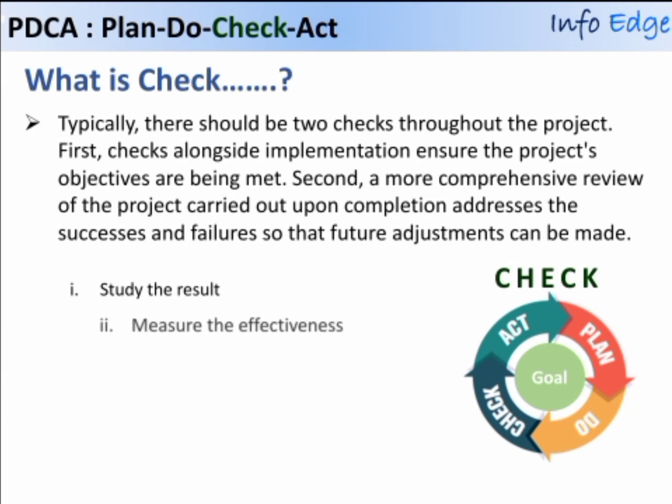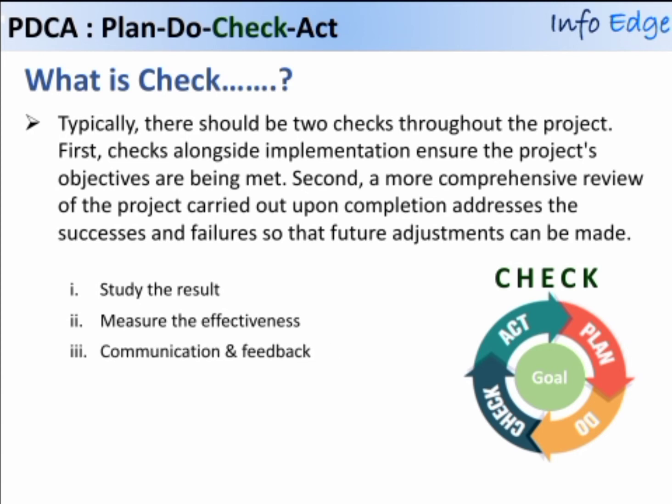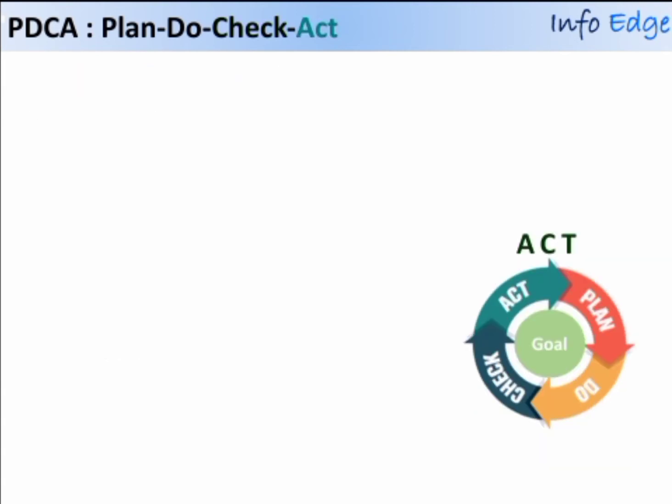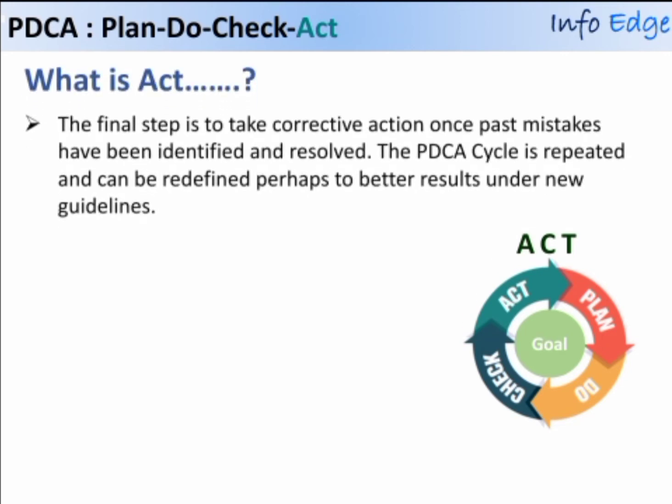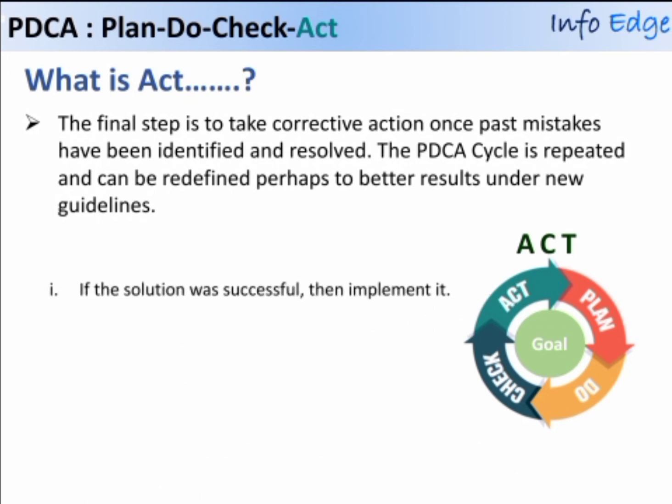So, the steps are: study the results, measure the effectiveness, and communicate feedback about the results to the team. And the final, fourth step is the act. The final step is to take action, corrective action, once past mistakes have been identified and resolved. The PDCA cycle is repeated and can be redefined for better results under new guidelines.